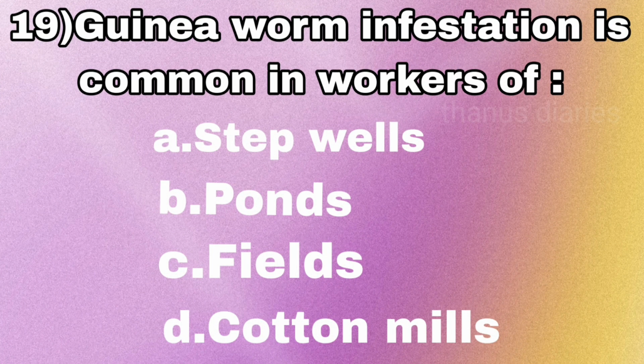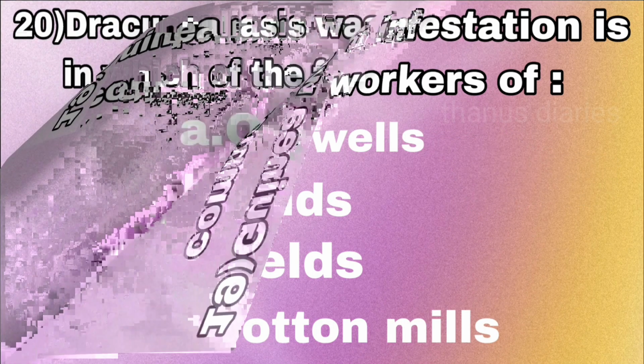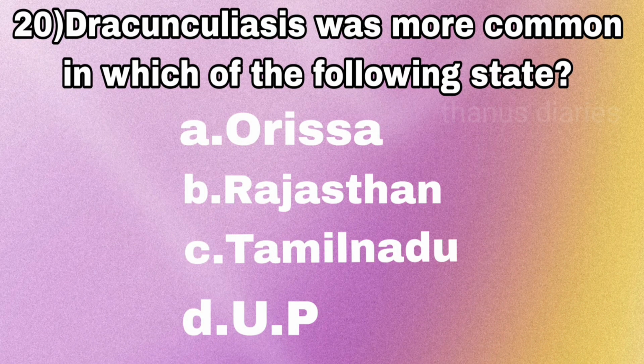Next question. Guinea worm infestation is common in workers of step wells, ponds, fields, cotton mills. Step wells. Next question. Dracunculiasis was more common in which of the following state? Orissa, Rajasthan, Tamil Nadu, Uttar Pradesh. It's in Rajasthan.